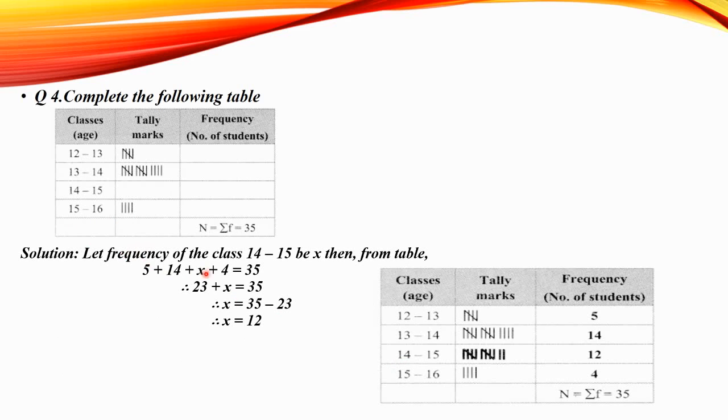Let the frequency of class 14 to 15 be x. So, from the table, we have 5 plus 14 plus x plus 4 is equal to 35. The total frequency is 35. Now, when we add on the left side, we get 19 plus 4, that is 23, plus x is equal to 35. Therefore, x is equal to 35 minus 23, so x is equal to 12. So, the frequency of the class 14 to 15 is 12.